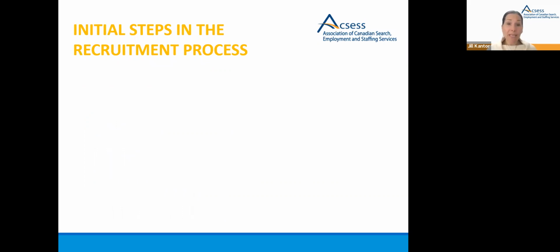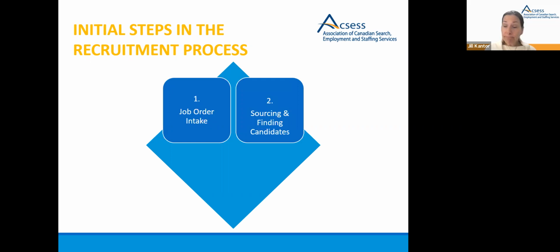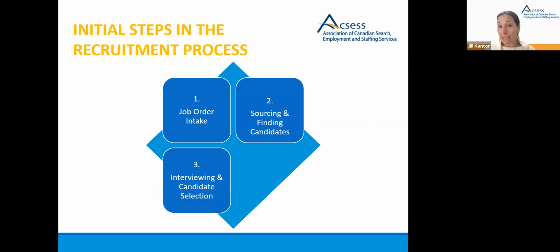Now, we have a bit of an idea, obviously, around what recruitment is. And there's different high-level steps in the recruitment process. Let's take a look at what some of those are, and really the main four that we'll talk about today. So number one is the job order intake. First and foremost, that's probably one of the most important parts of the entire process. Everything circles back to the job order. Sourcing and finding candidates is obviously step number two. There's the interviewing, candidate selection, and then testing and references.